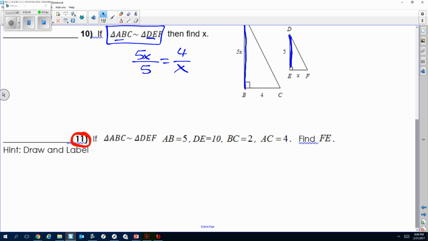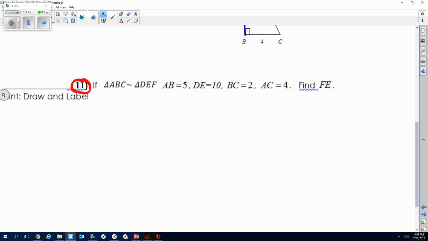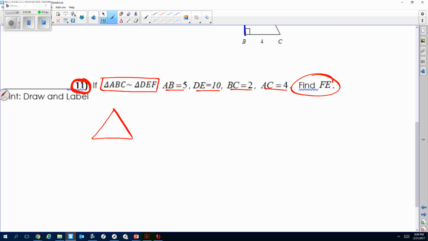Now, when we get to 11, which is test-like, we have a similarity statement again. If triangle ABC is similar to triangle DEF, AB is 5, that's important. DE is 10, BC is 2, AC is 4. Find FE. Hint: draw and label. You can make it a right triangle, acute triangle, or obtuse triangle, but we know we have one triangle and another triangle, and we're going to label and follow those labels. So we have A, B, C, and it corresponds with triangle D, E, F.